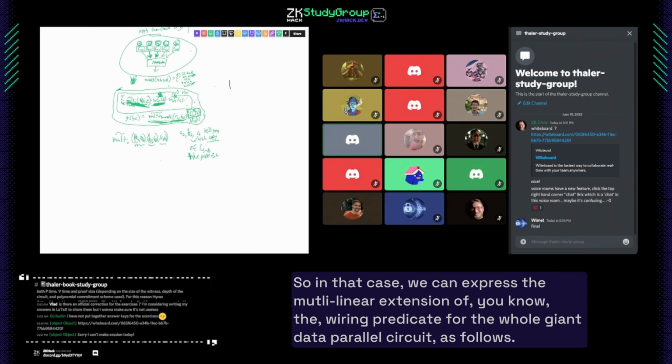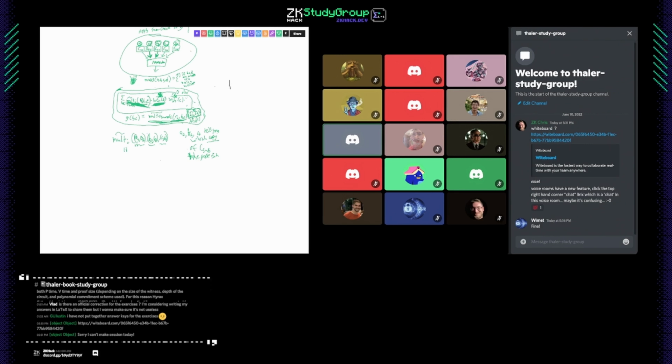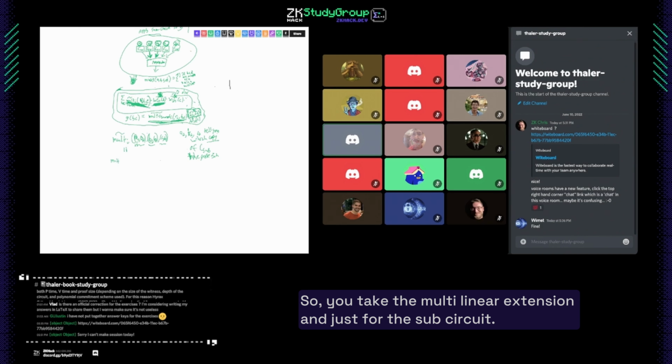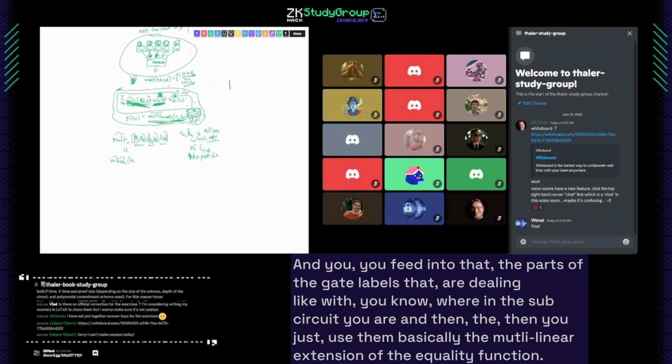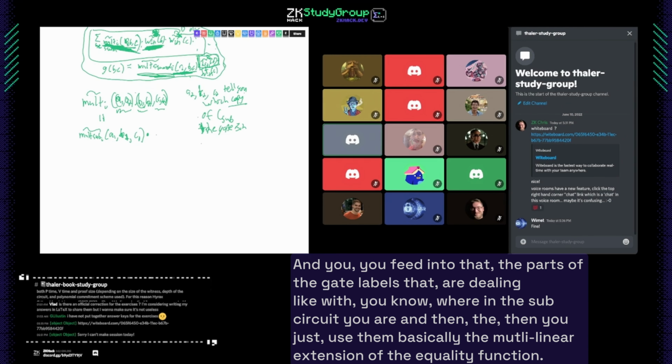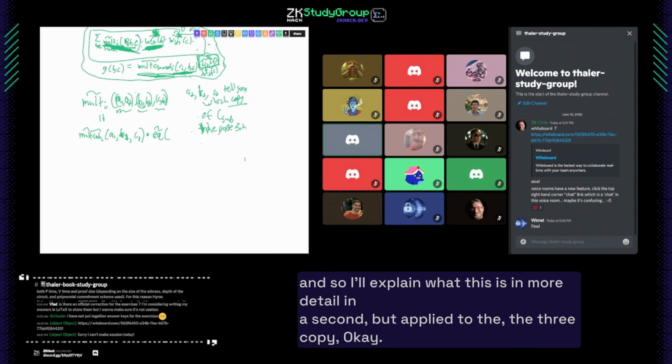So in that case, we can express the multilinear extension of the wiring predicate for the whole giant data parallel circuit as follows. You take the multilinear extension just for the subcircuit, let me call it mult sub I. By this I just mean the multilinear extension just for the little tiny subcircuit, and you feed into that the parts of the gate labels that tell you where in the subcircuit you are, and then you just multiply by the multilinear extension of the equality function. I'll explain this in more detail in a second, but applied to the 3 copy labels.